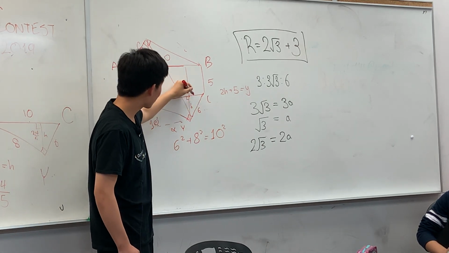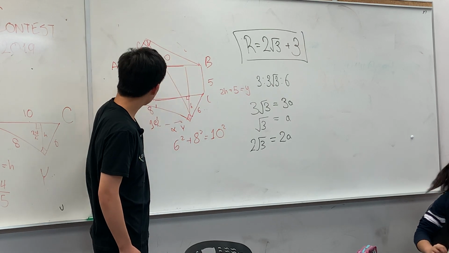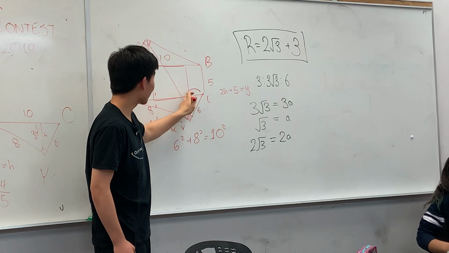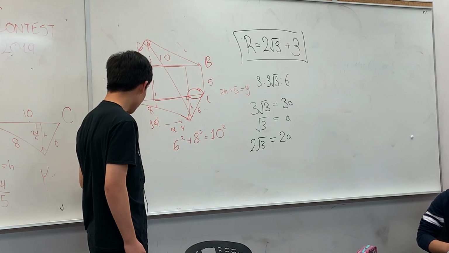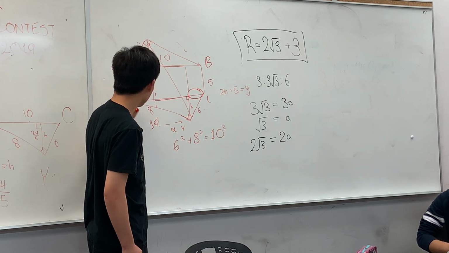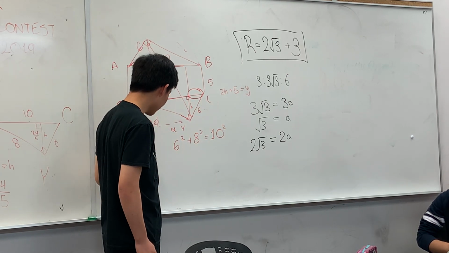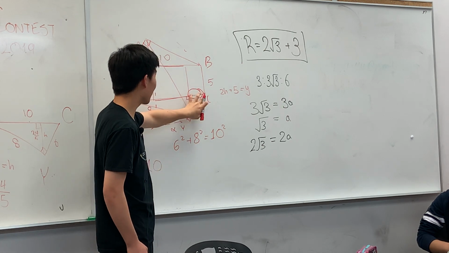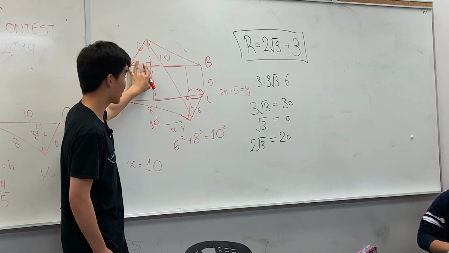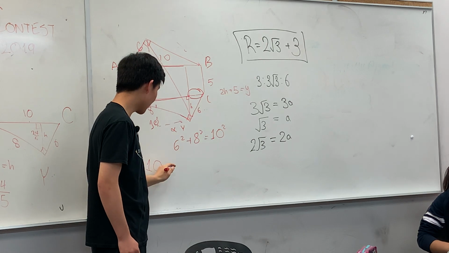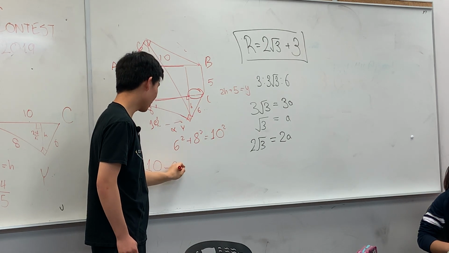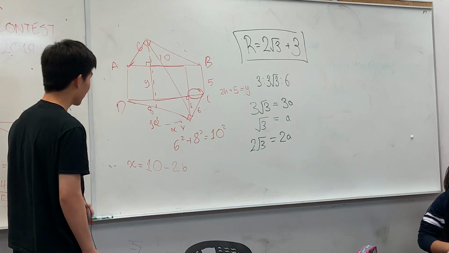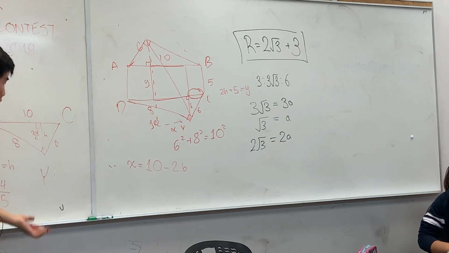So yeah, now all that remains is that we want to find this length, because we might see that x is equal to this entire length DC, which is 10, minus 2 times this base here, because these bases are the same. So minus 2 times, I'll call it B. Okay, so how do we figure out B? We use similar triangles.